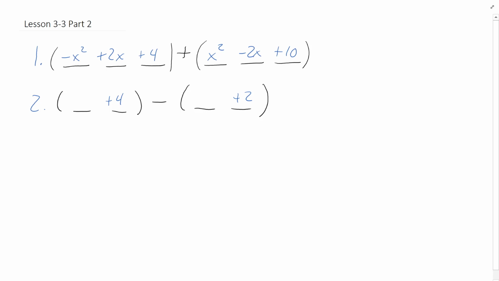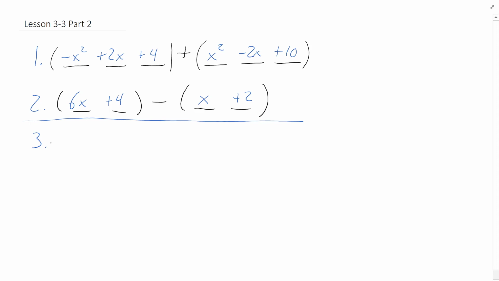To get the 5x, we might do something as simple as 6x minus 1x, or just x. So if we did this, 6x minus x would give us our 5x, 4 minus 2 would give us our 2, we'd have 5x plus 2. Be really careful with the subtraction ones. All right, those are two different kinds of problems.